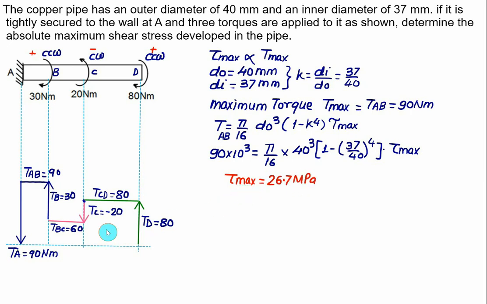If you are asked to find out the minimum shear stress, then that will occur in the portion BC, because the torque in the section BC is minimum out of 90, 60 and 80. So just draw the torque diagram and identify where we have the maximum torque, equate that value with the standard torsion formula and find out the maximum shear stress.